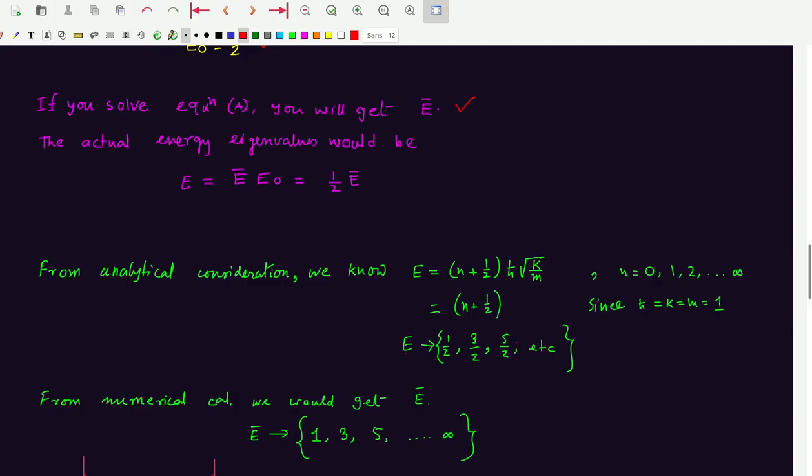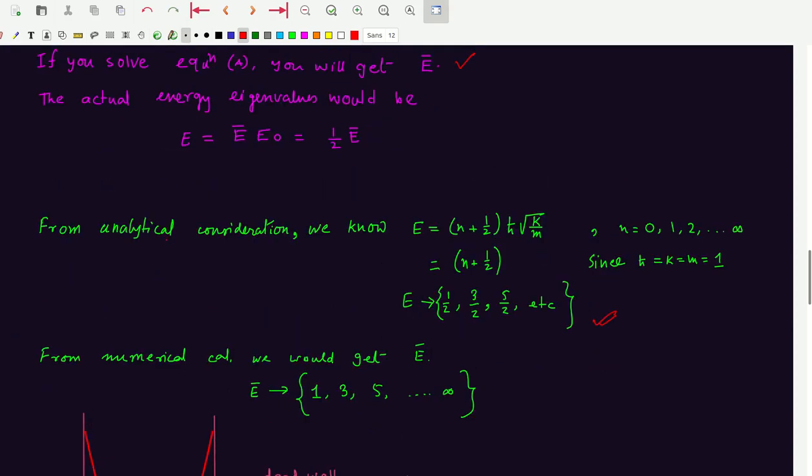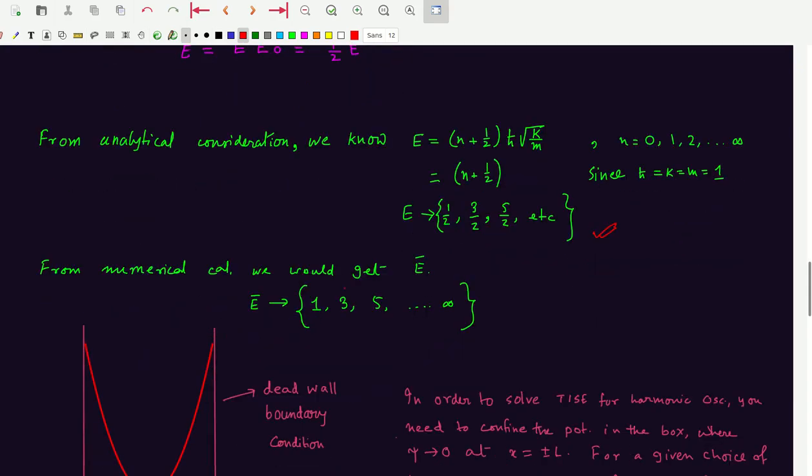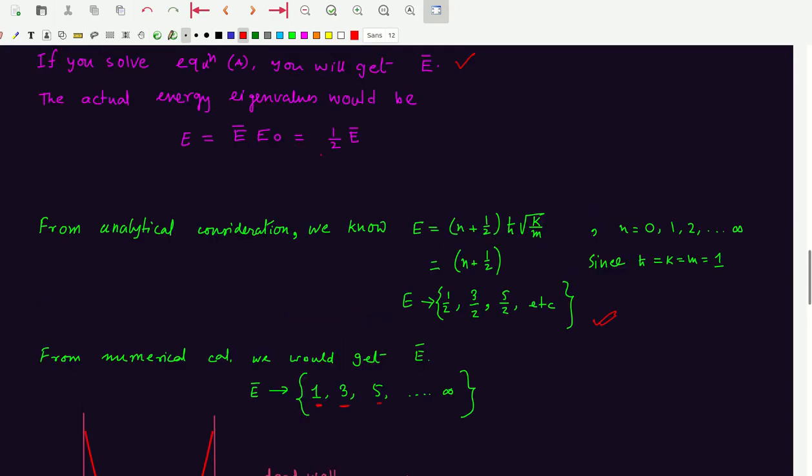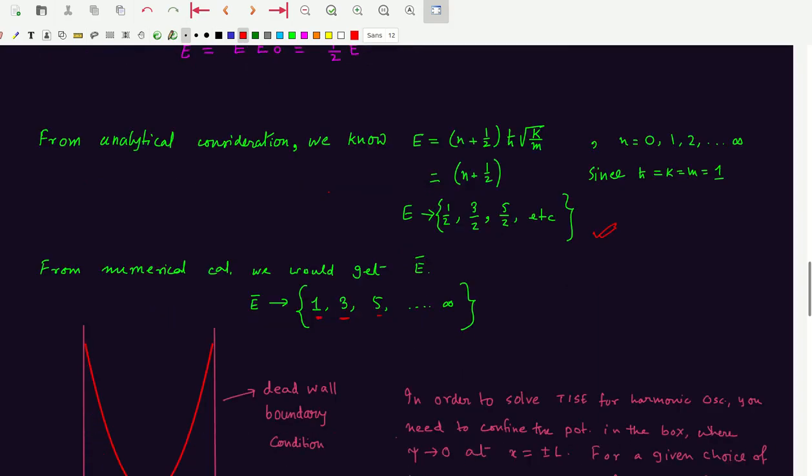Therefore, the energy spectrum is 1/2, 3/2, 5/2, etc. But in our case, if we solve that numerically, the E bar will be 1/2, 1, 3, 5, etc. up to infinity. I hope you understand that, because E naught is 1/2. This is your E and this is your E bar, and the E bar relation is given by this equation.